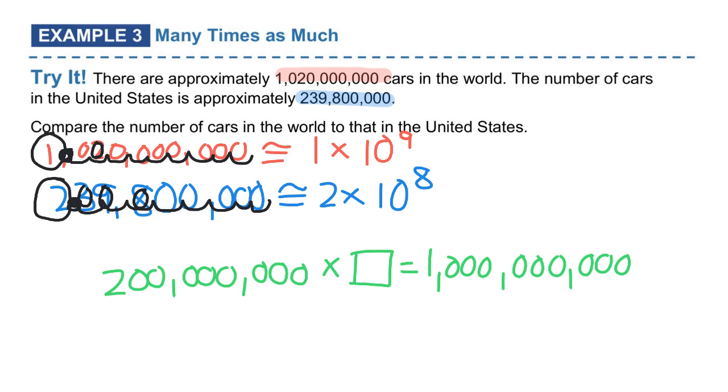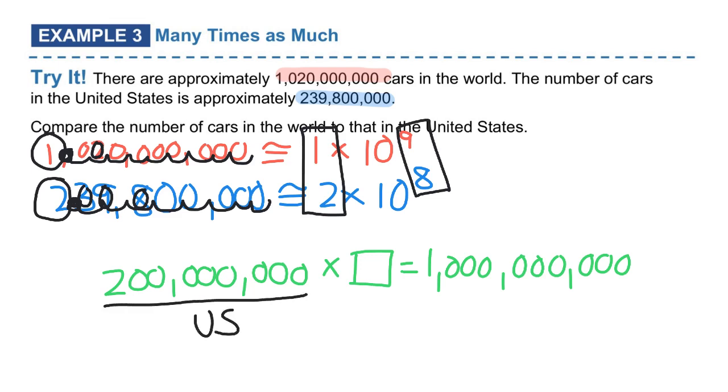But here's where I have just a little bit of problem. When I don't have the same base right here and different exponents, that's a little bit hard for me. So let me give you another option. We're trying to figure out how many times bigger something is. So these are the US cars. Times bigger, I'm not sure what that is right now, but this is the world. And I want to figure out my multiplier.